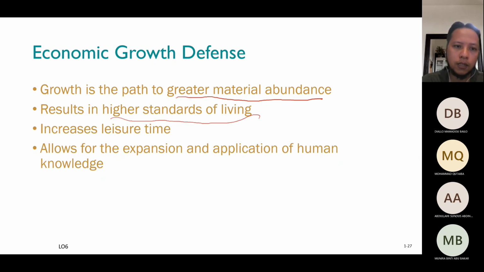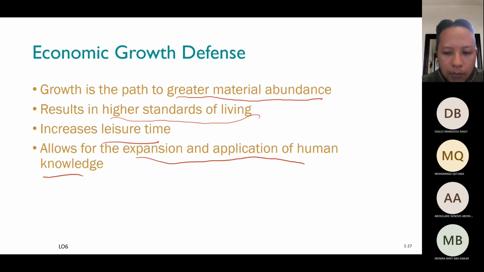And because of that as well, especially in terms of technology, as technology evolves, the need for human labor is no longer as important as before. So you do not need to work too long over time. This provides more time for leisure, and this also allows for expansion and application of human knowledge. So when people spend less time working, maybe they have more time to do research and read, for example. So this is the argument for growth.